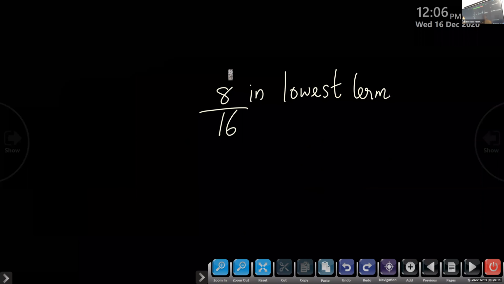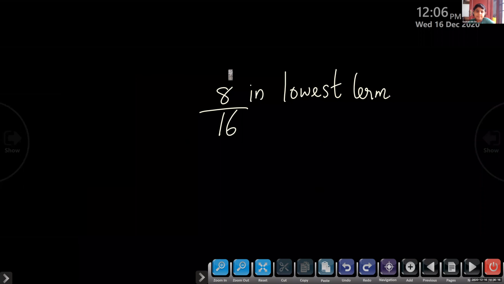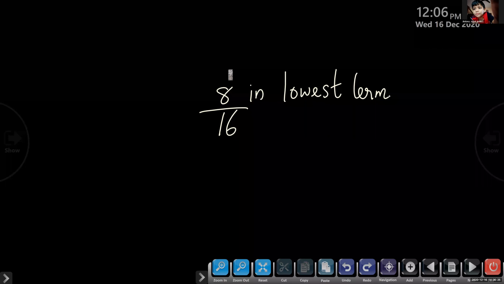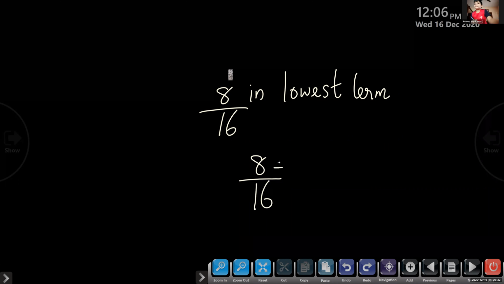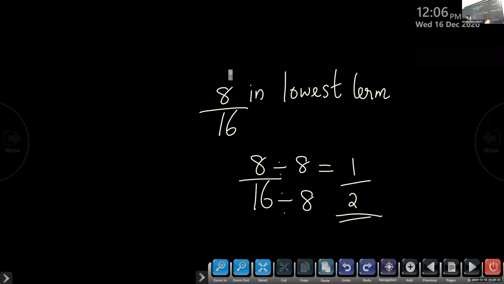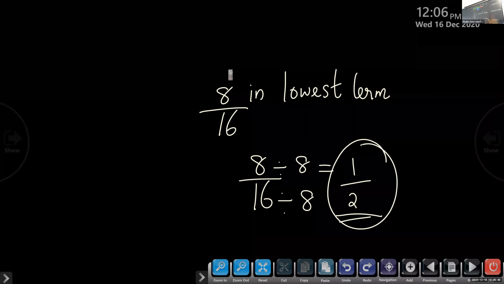You can divide first by 2, and again divide, or you can divide directly by the HCF, the highest common factor. Ma'am, 1 by 2. Which is the answer? 1 by 2. I divided by 8. Children, you know 8 divided by 8 is 1, and 16 is also divisible by 8. So you can take 8 twos are 16. So here 1 by 2 is the fraction in lowest form.